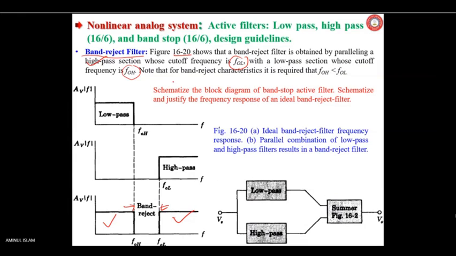Note that for band reject characteristics it is required that FOH be less than FOL. This condition you have to remember. Based on that, one question can also be asked in your exam.